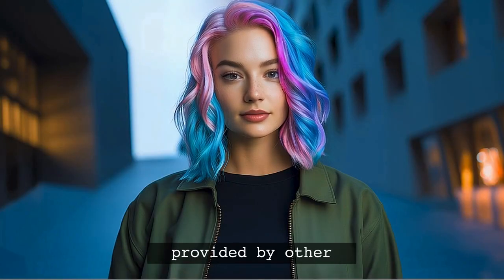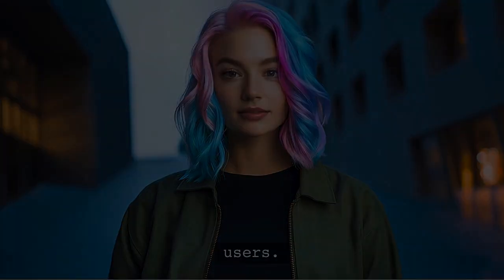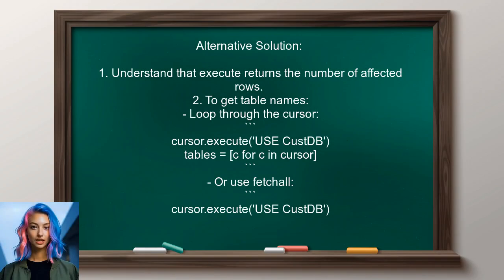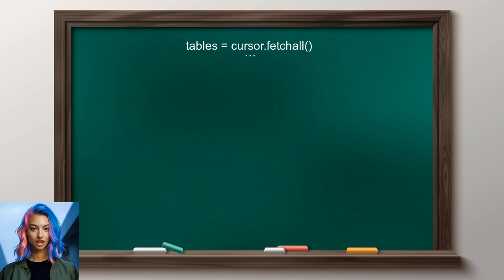Now let's look at the answers provided by other users. An alternative solution provided by another user explains that the execute method returns the number of affected rows, which is why you're seeing a count instead of the table names. To get the list of tables, you need to loop through the cursor or use the fetchAll method.